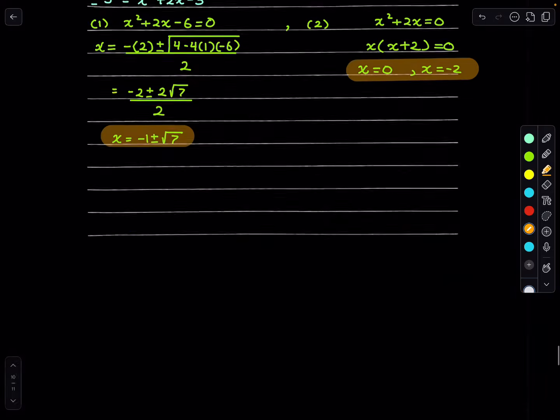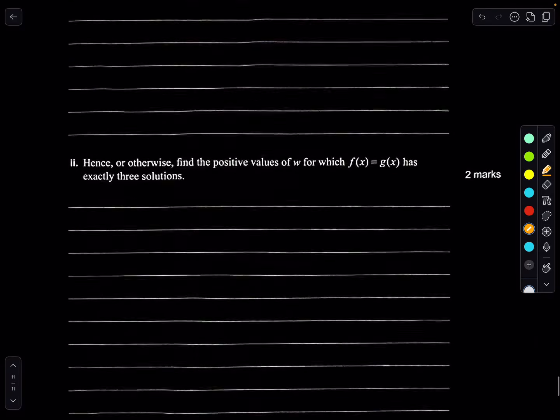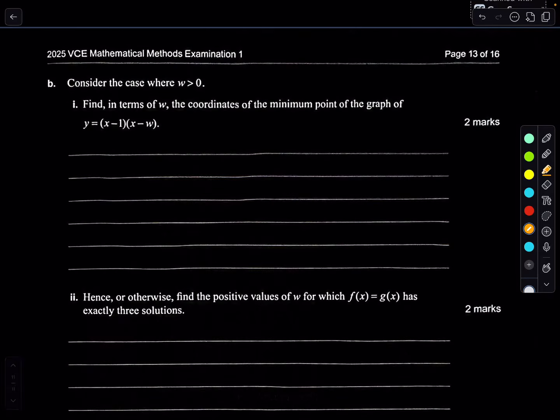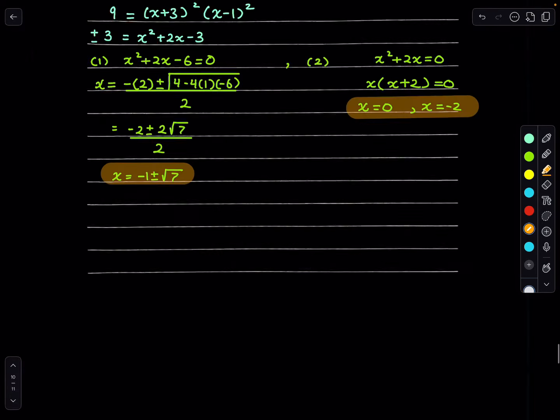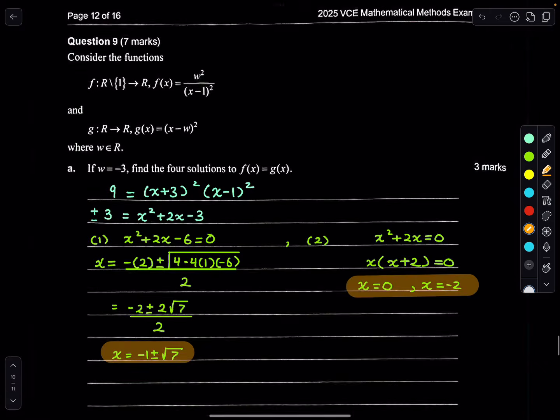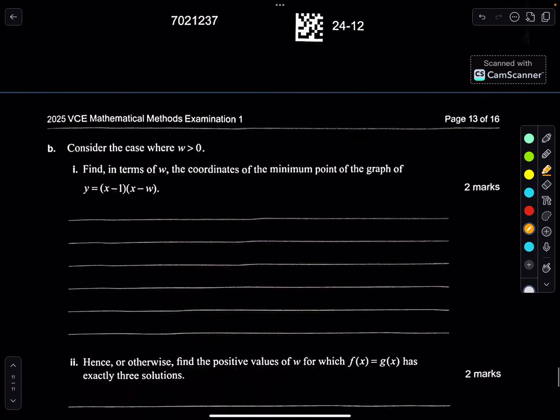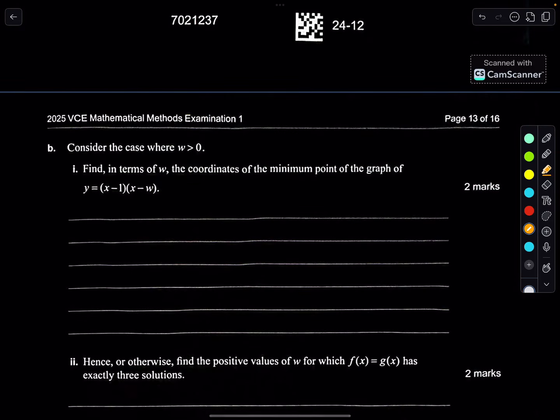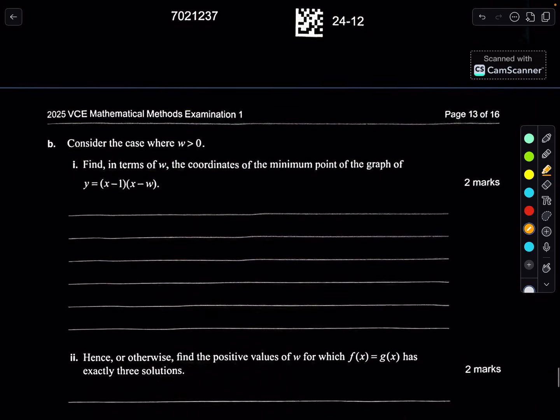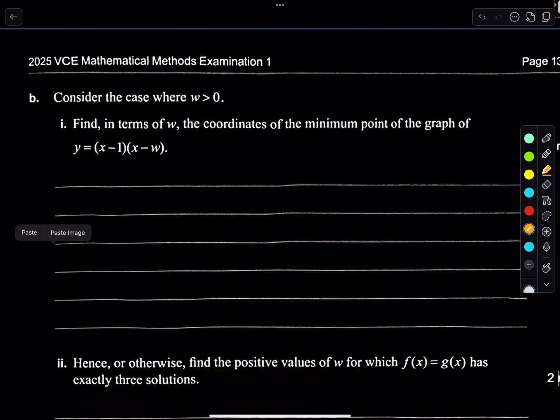So next question, which I think is the last page, which is so good. Let's just finish this paper. Consider the case where w is greater than 0. Okay, just remember that. If w is greater than 0, let's think about that. Find in terms of w the coordinates of the minimum turning point of this graph. Okay, so you can straight away see that this graph is basically a parabola.